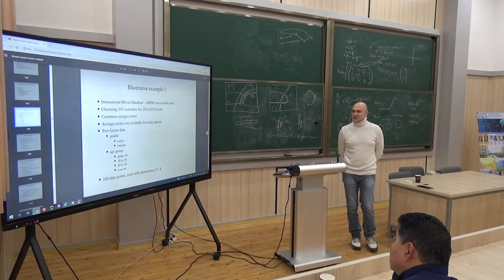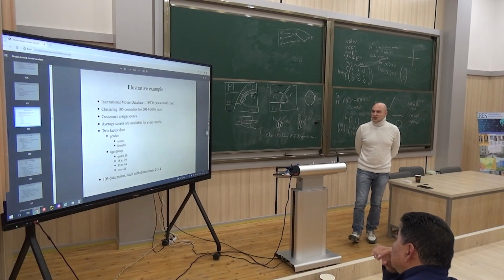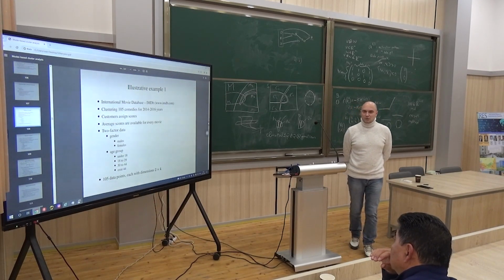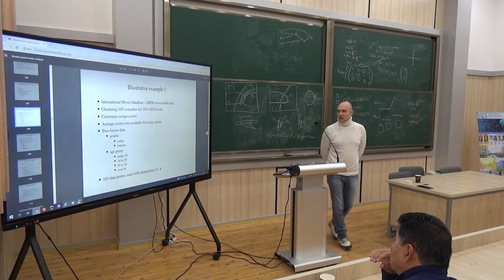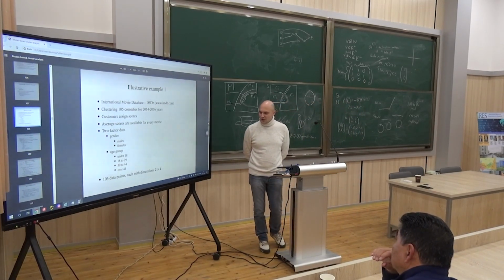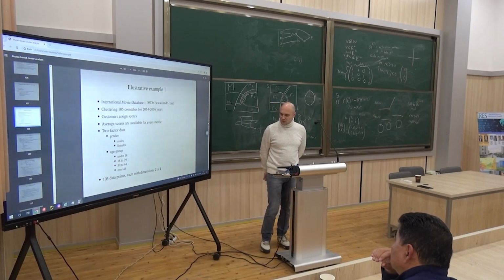as tables, basically. And there are two factors, gender, males, females, and there are 4 age groups. So literally we have a table 2 by 4. And we have 105 data points. Each movie basically is represented by a 2 by 4 table.